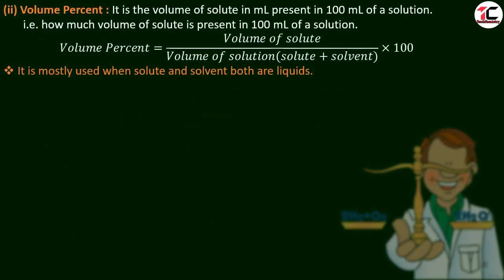Volume percent. It is the volume of solute in milliliter present in 100 milliliter of a solution. That is how much volume of solute is present in 100 ml of a solution. How can we find the volume percent? We can find it by volume of the solute divided by volume of solution into 100. We can find the volume of solution by adding solute plus solvent. And this is mostly used when solute and solvent both are liquids.